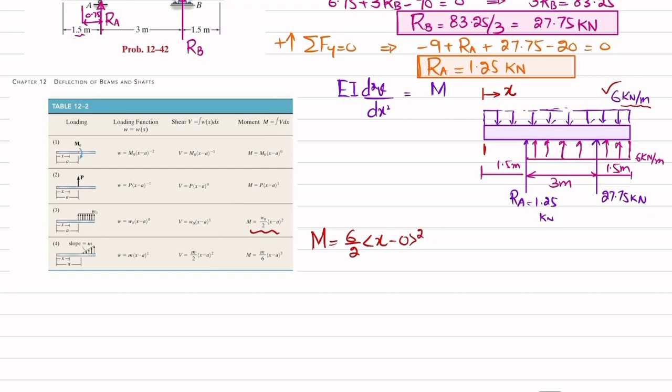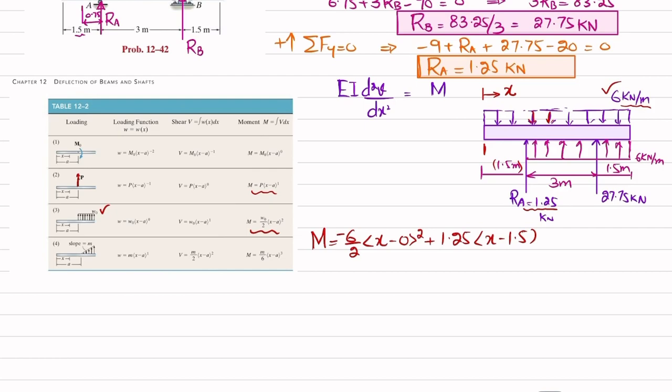The second load will be point load, which is 1.25. So for point load, you can see this is upward force. So moment will be this one. So plus RA, which is 1.25 into X minus A. A is 1.5 minus 1.5. Now one more thing is that this uniformly distributed load is downward direction, and for plus moment it is upward. So this will be minus.